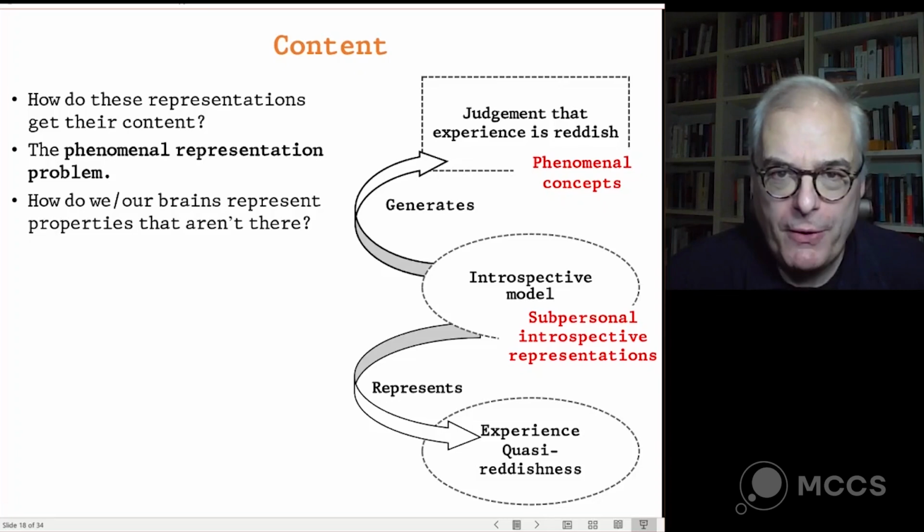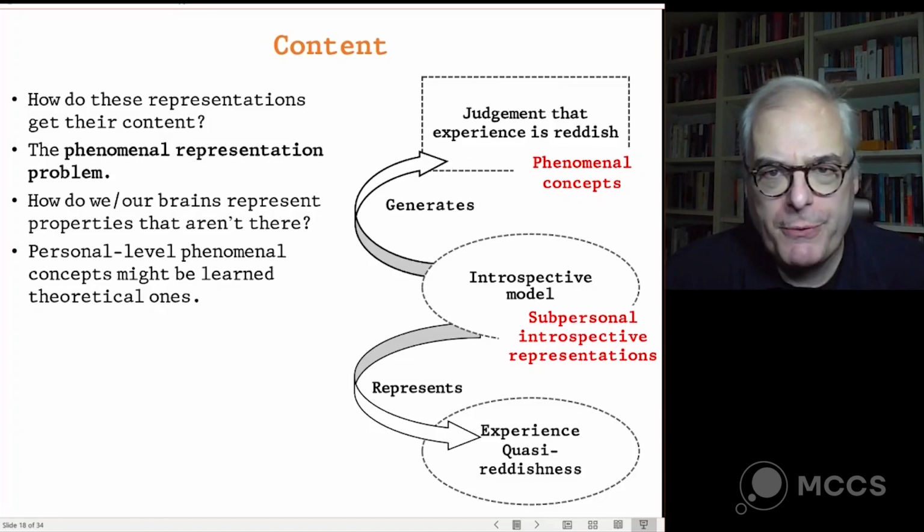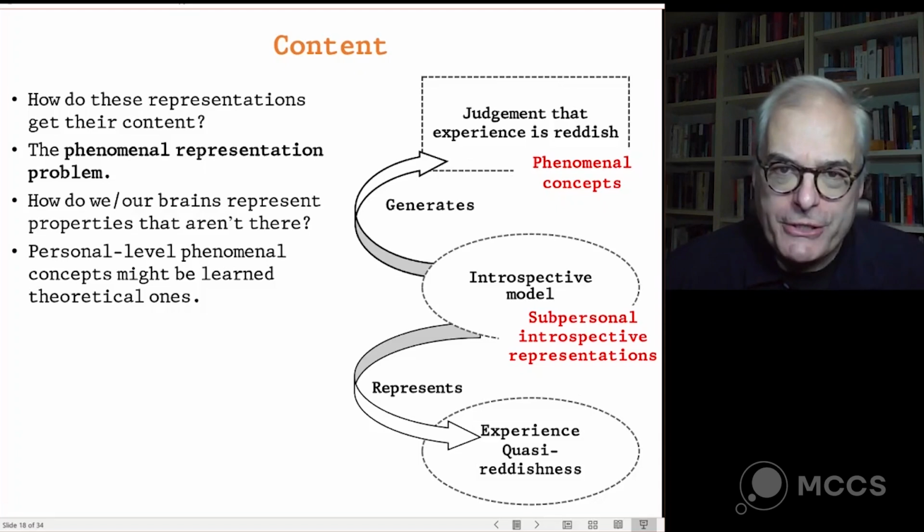Now, in the case of personal level phenomenal concepts, this might not be too much of a problem. These concepts might be theoretical ones, that is to say, ones that are introduced as part of a theory and get their meaning from the theory to which they belong. So maybe we have this theory about consciousness, that it consists of acquaintance with private mental qualities that are intrinsic and ineffable and so on. And we think of reddishness as the private mental quality that's produced by seeing red things. So we characterize reddishness by a description, by a theory of the nature of consciousness.